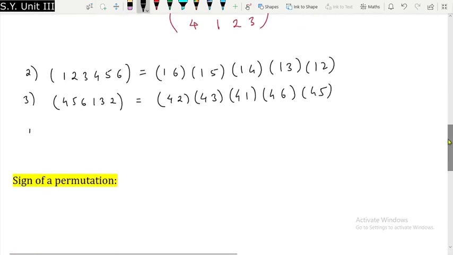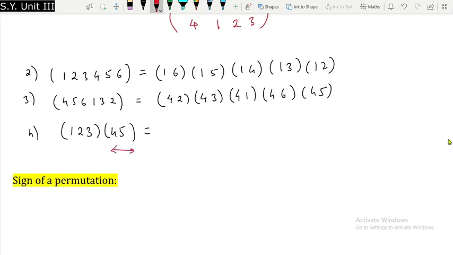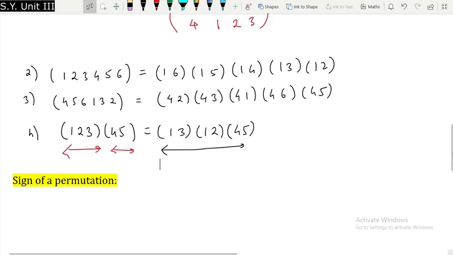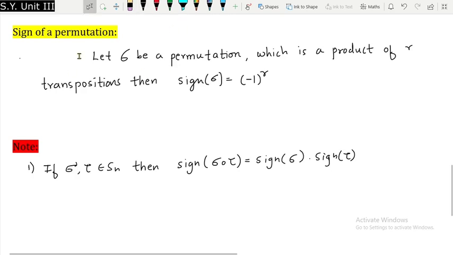Let us go for the fourth example, which I am going to take as very interesting. 1, 2, 3, 4, 5, which is equal to... Now, just see, it is already a transposition, so you don't have to touch it. Just focus on this. That is a cycle of length 3. So this can be written as (1 3) and (1 2). I am focusing on only 1, 2, 3, and I write down (4 5) as it is. So I express it again as a product of transpositions. How many transpositions are involved? 3 transpositions, right?